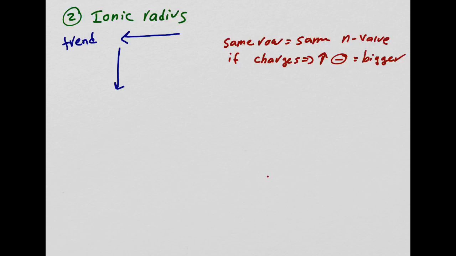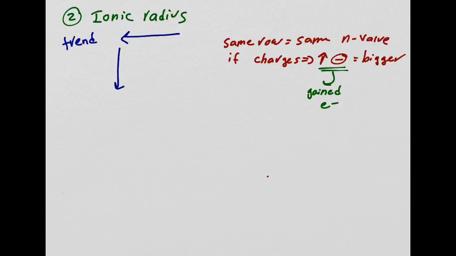Now I'm going to explain this one more time. If I'm on the same row, I have the same n value, right? Now charges matter. The more negative you are, and negative means you gain electrons, right? So it makes sense that if you gain electrons, you are going to be bigger.